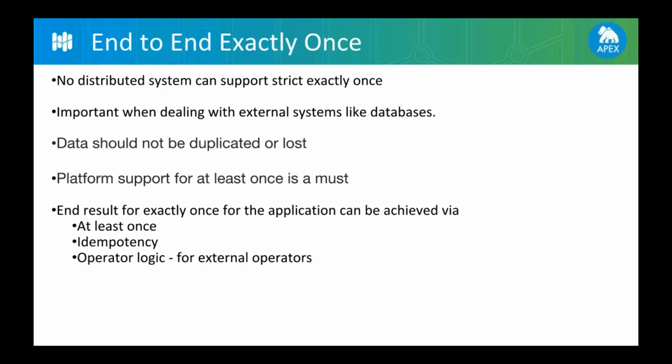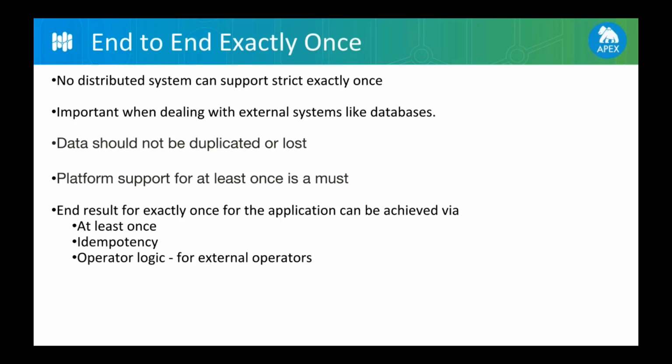So why is end-to-end exactly once important? It is important when we are dealing with external systems like databases, where we want to ensure that for each of the transactions or operations performed by the operator, no duplicate operations are performed on the databases.